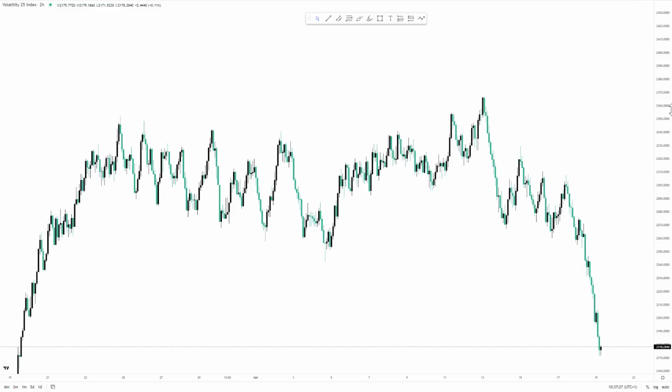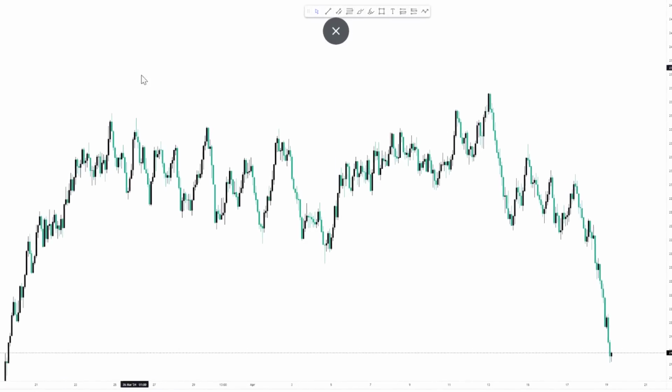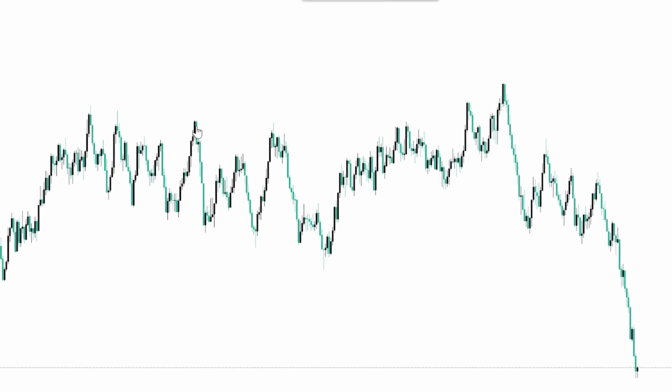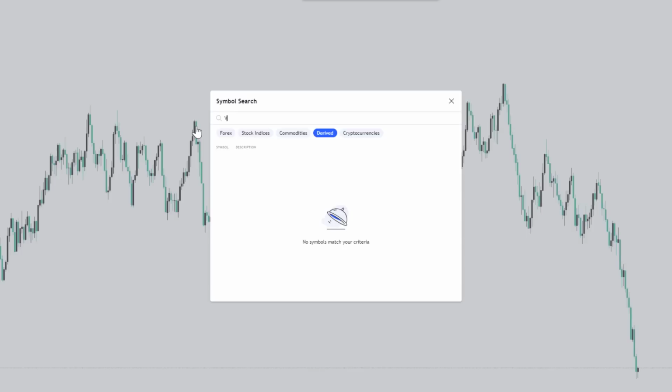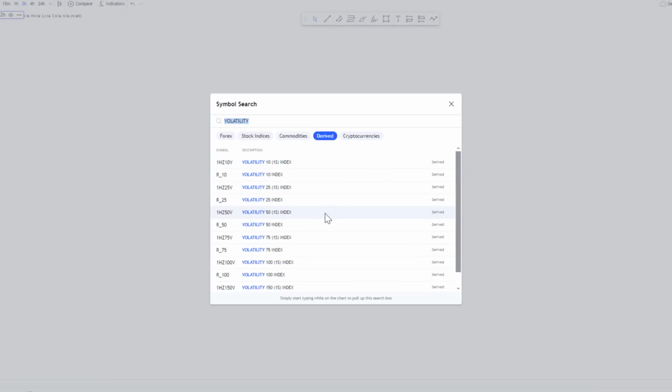So one thing you need to understand is that each of the instruments right here has its lot size. Any instrument you want to look at, you're going to type it. So let's look at maybe volatility index. These are some of the volatility instruments which you can actually trade, and one thing you have to notice is that it has different lots.